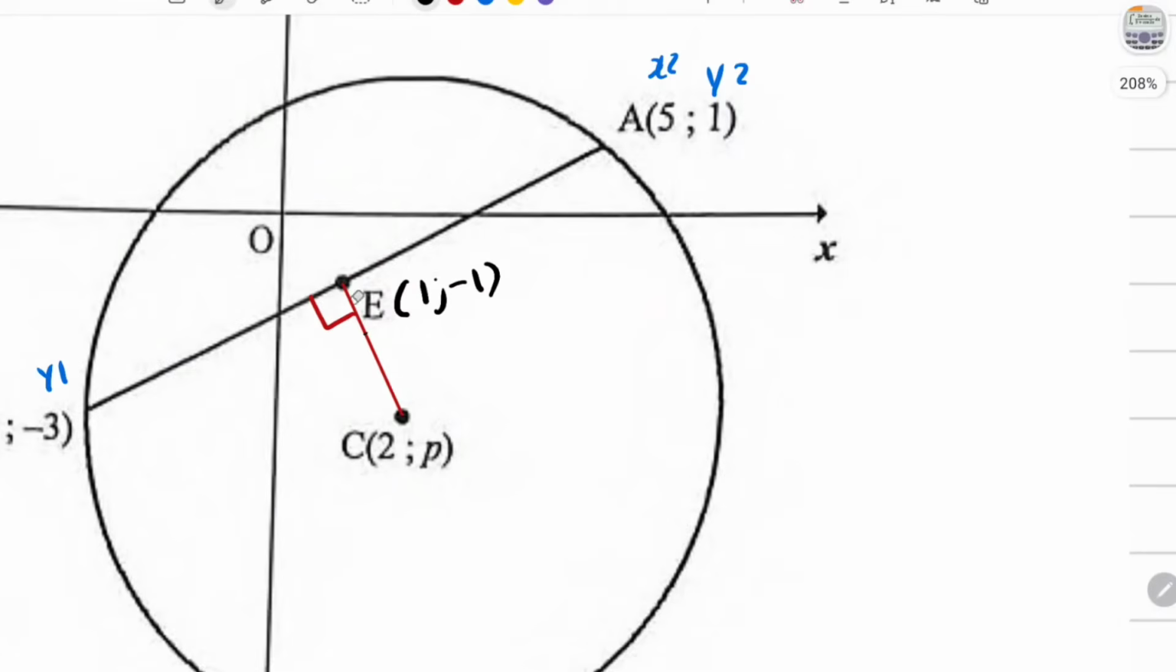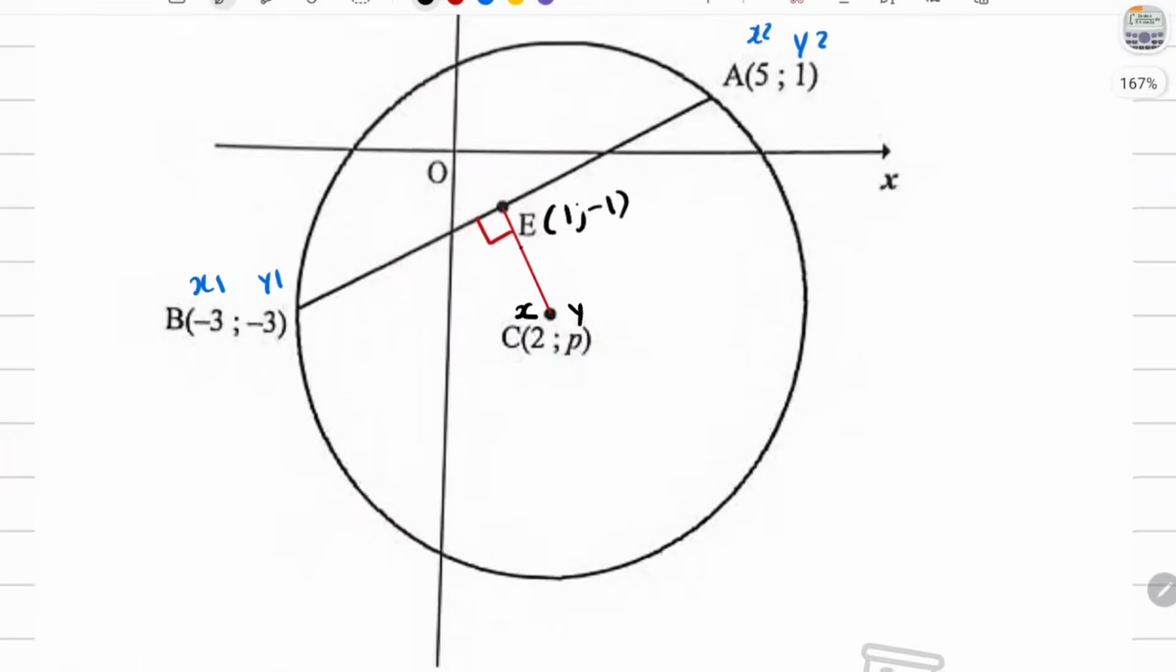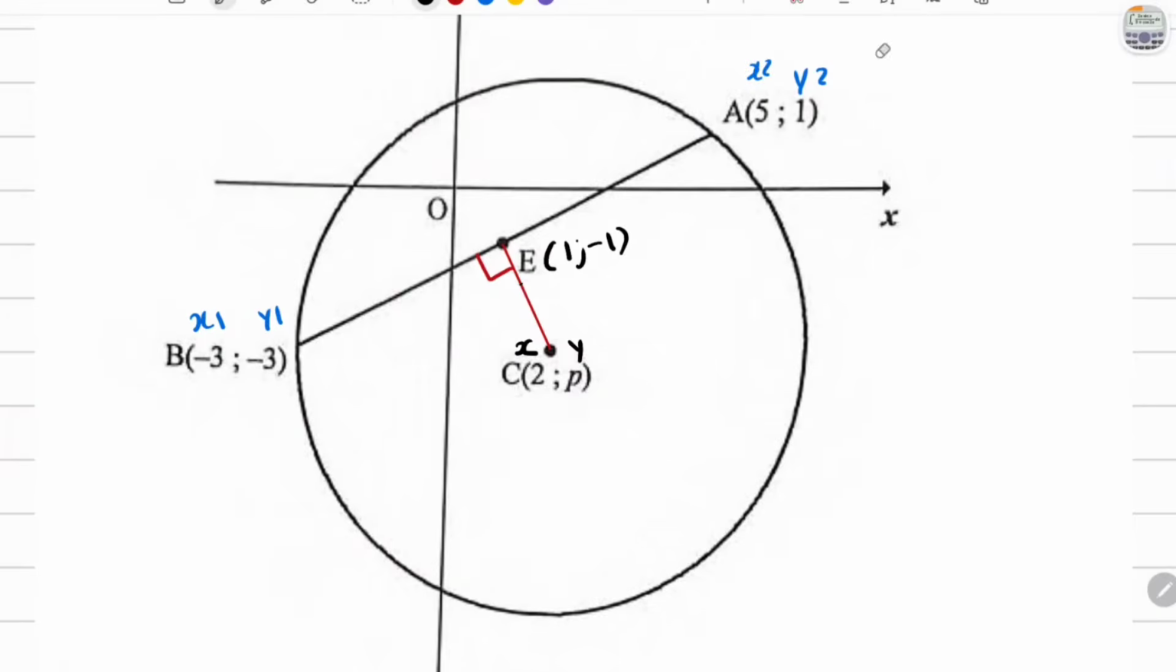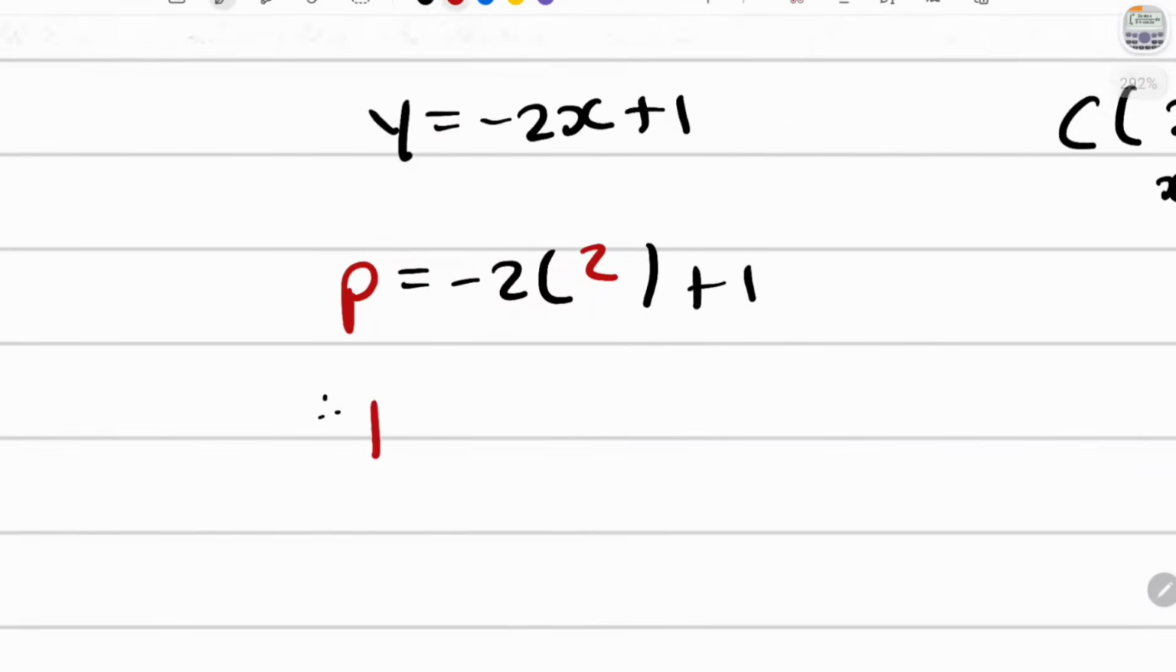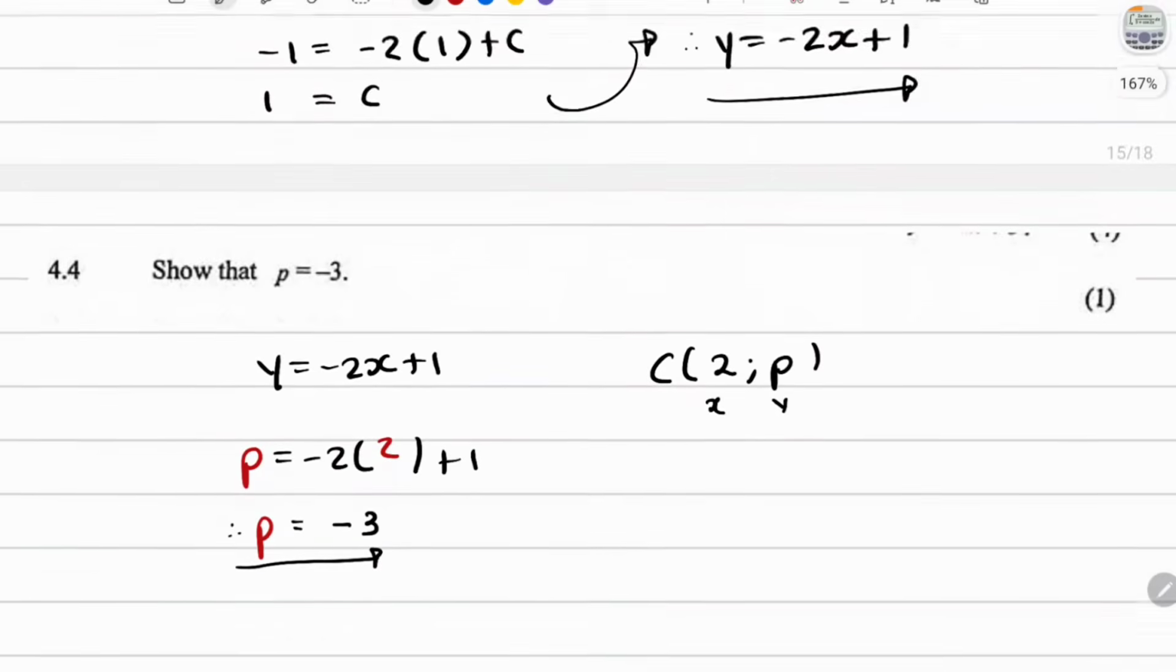Well, we have the equation of this line now, and we know that the x value of the point C is 2. The y value is p, so we can just substitute 2 into that equation to get the y value. So y is equal to -2x plus 1, and we know x is 2 and y is p. So we'll substitute in place of y. P is equal to -2 times 2 plus 1. So P is going to be -2 times 2 is -4, and -4 plus 1 is -3. And there we go. So P is equal to -3.